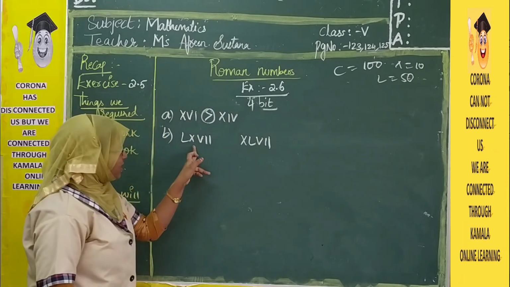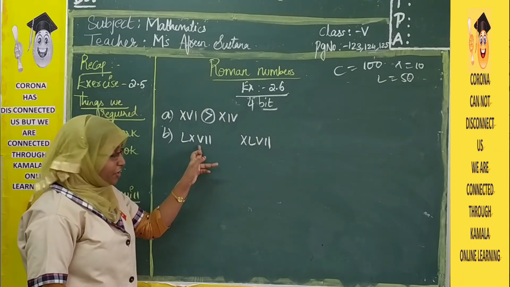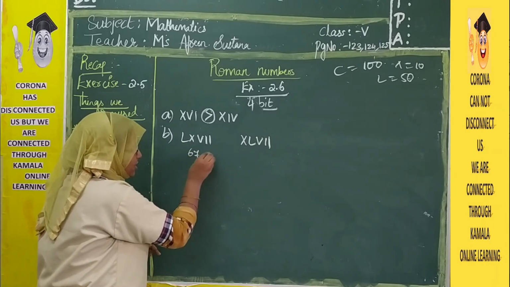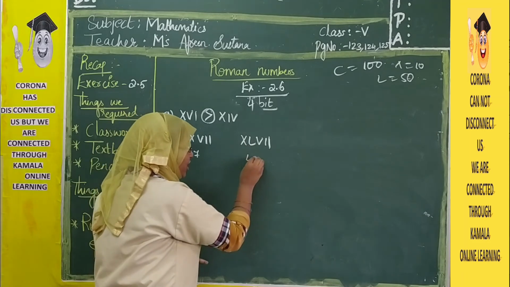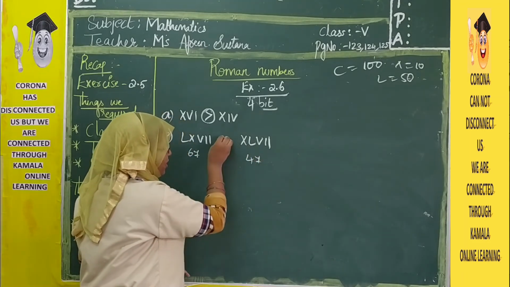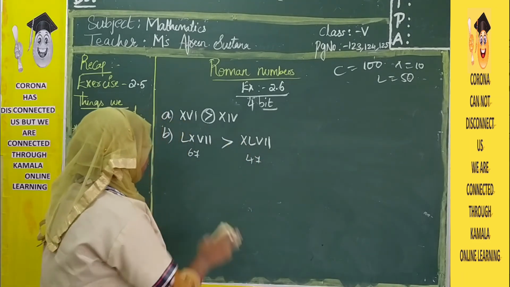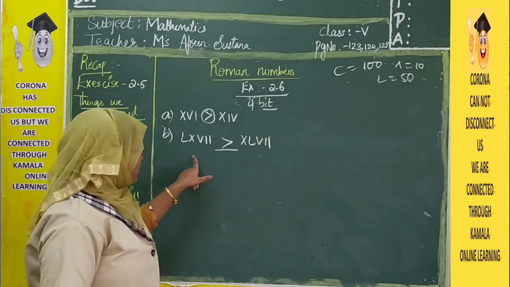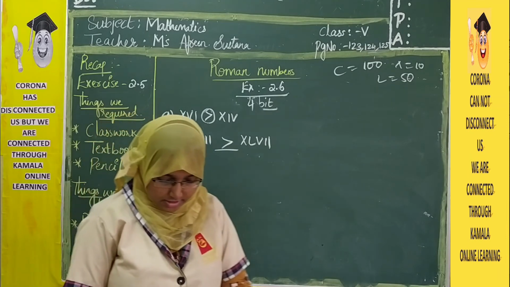Next, LX. X is smaller numeral, written on the right side, 50 plus 10, 60, 60 plus 7. This is 67. XL is 40. This is 47. So 67 is greater than 47. The same way you complete the bit. You just see which is the greatest and write the given symbol.